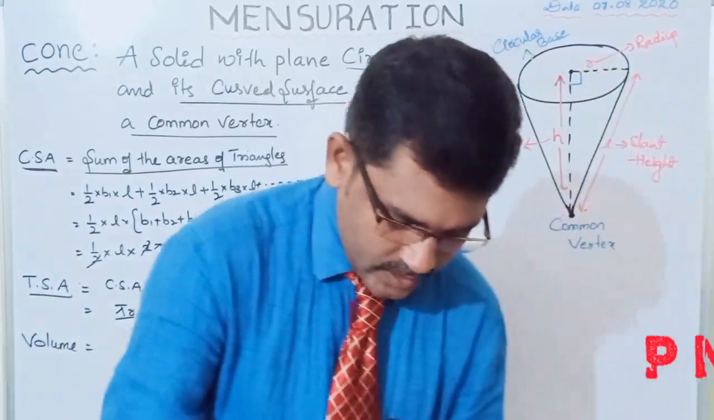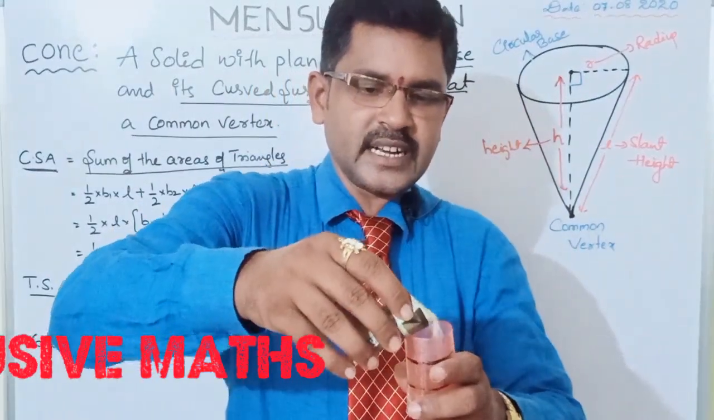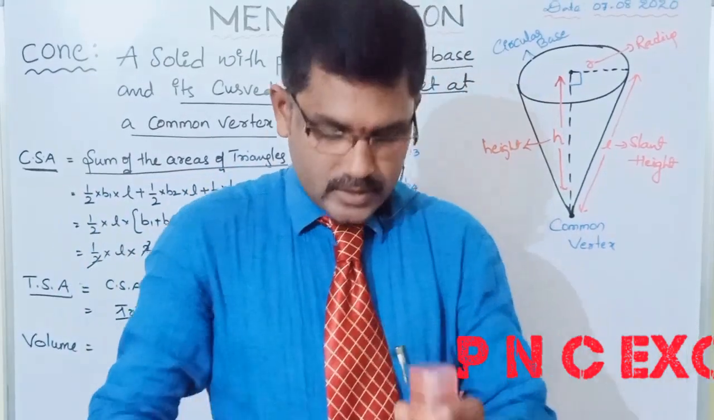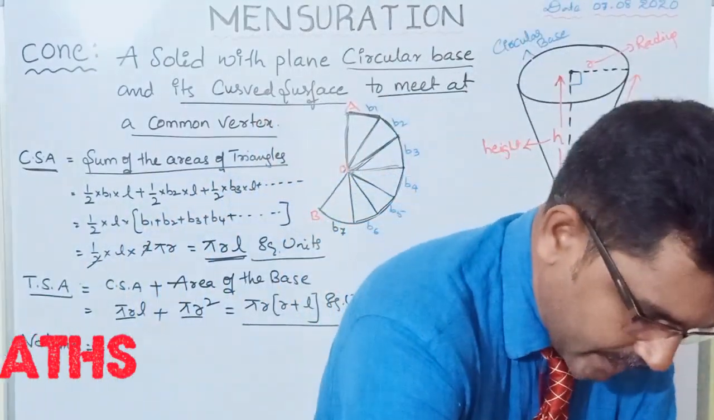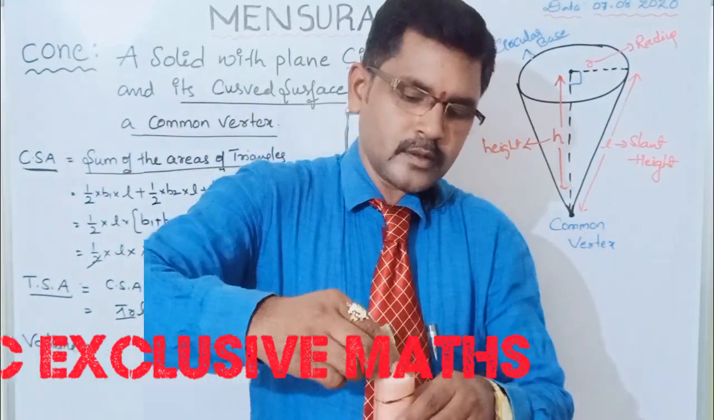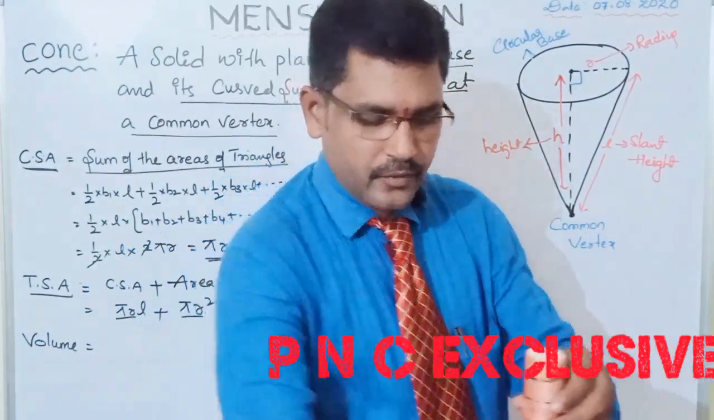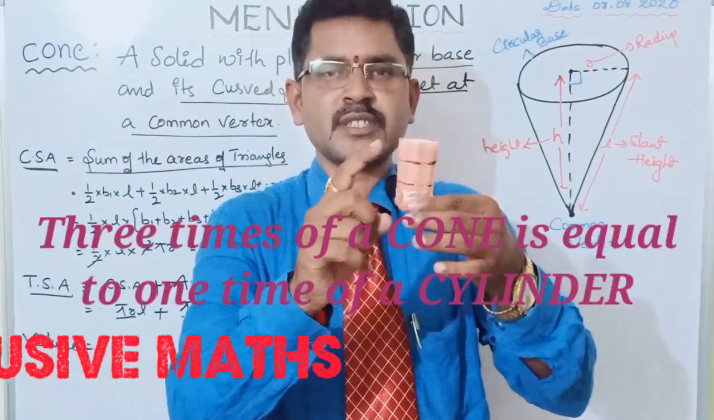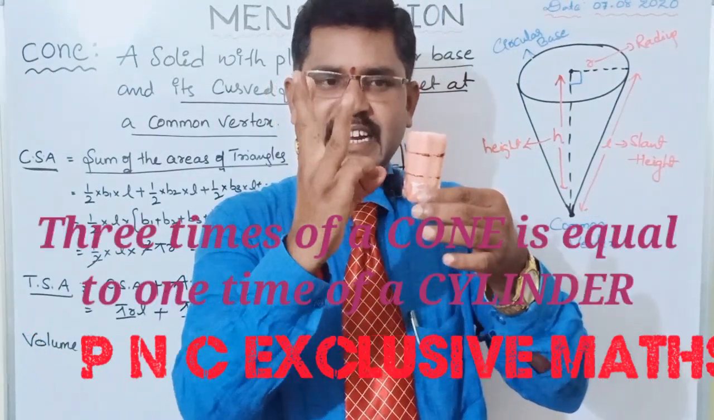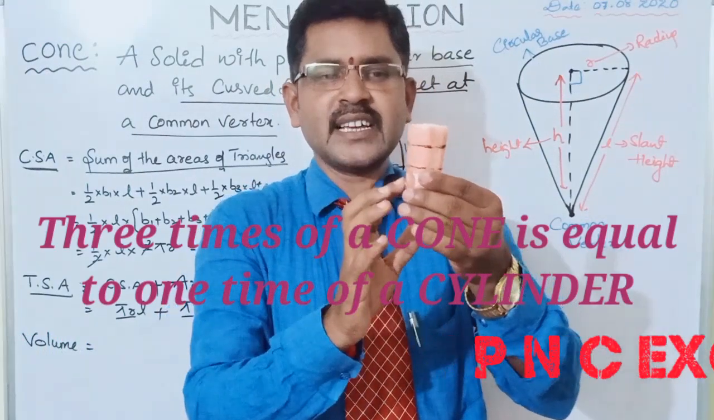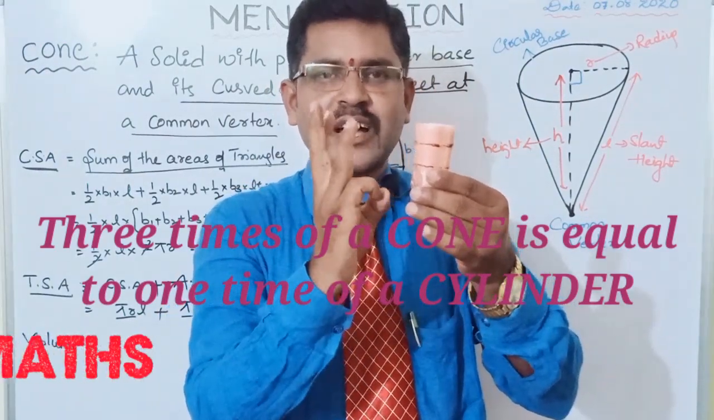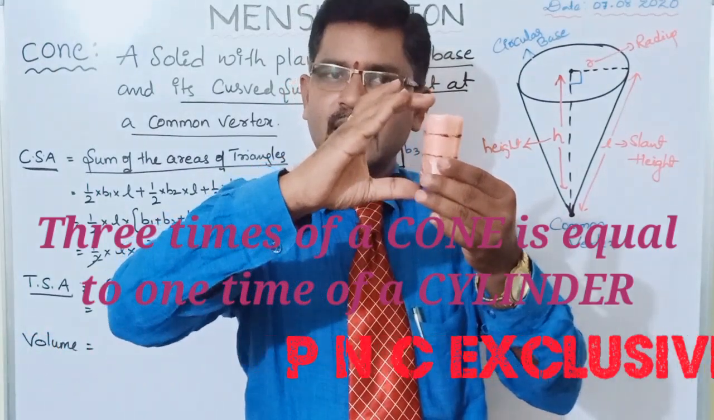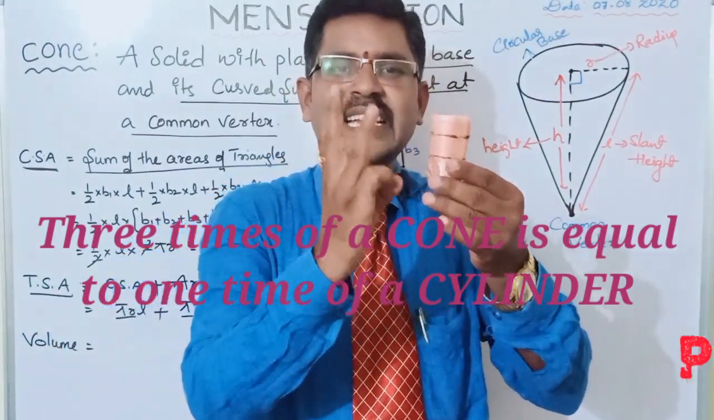And this cone is filled into the cylinder. Next, again one more time, and then the cylinder is completely filled. So how many times was the cylinder filled with the cone? 3 times. So if a cylinder is filled with 3 times a cone, the volume of a cylinder is nothing but 3 times the volume of a cone.